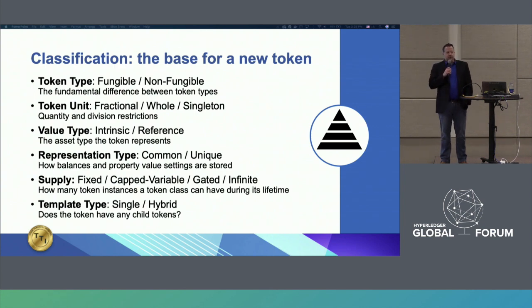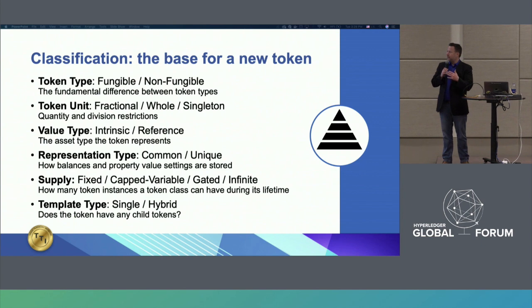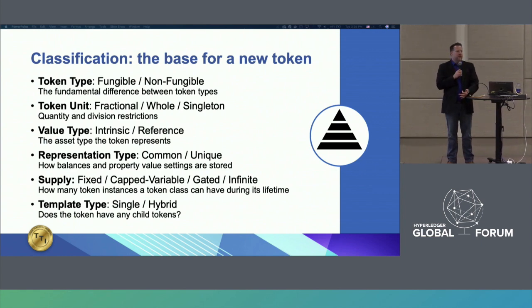Representation type, we have common and unique. Common tokens typically can share properties, like the property title. A property title will have the same county and state and country, but they would share that, and have all different values underneath. So you can have common representations. Unique ones, that means they can have their own unique values, and they're not shared between any other tokens.